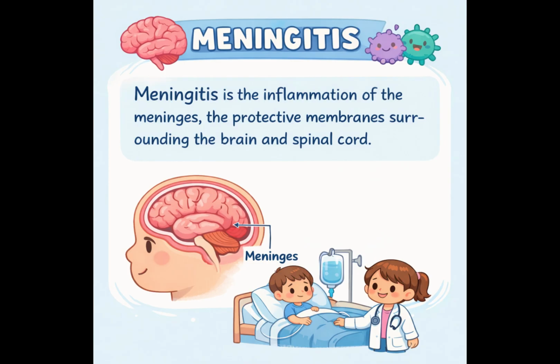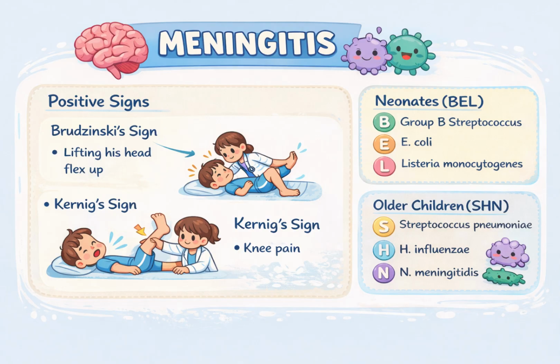So what is meningitis by definition? You can remember it from meninge, that is meninges, and itis, that means inflammation. So it is inflammation of the meninges, the protective membranes surrounding both the brain and the spinal cord. So, how to demonstrate the two most important signs, Brudzinski sign and Kernig sign? Brudzinski sign occurs when flexion of the neck causes involuntary flexion of the hip and knees. Another is Kernig sign, where extension of the knee causes pain and resistance.